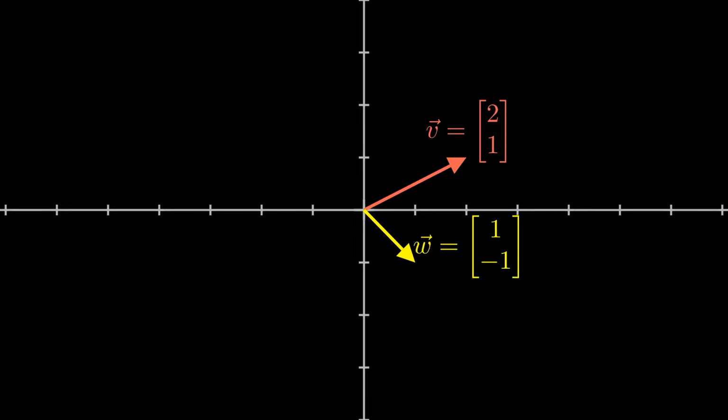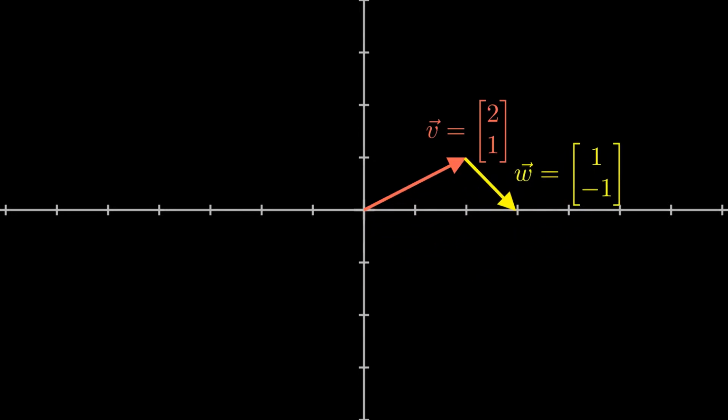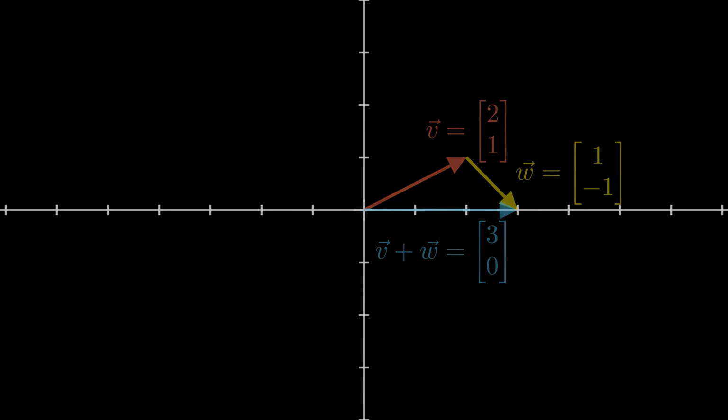We can also add the vectors together by putting the tail of the yellow vector onto the tip of the red vector. The resultant is this blue vector. Notice that the coordinates of the blue vector are the sum of the coordinates of the red and yellow vectors. We can combine these operations. By scaling vectors and then adding them together, we form linear combinations.